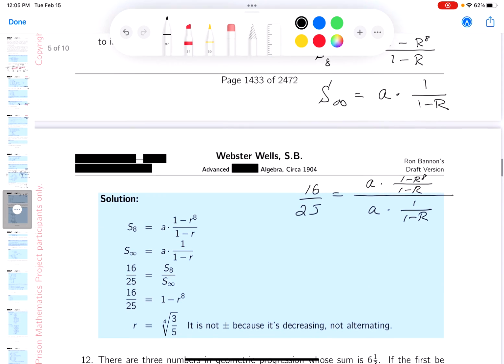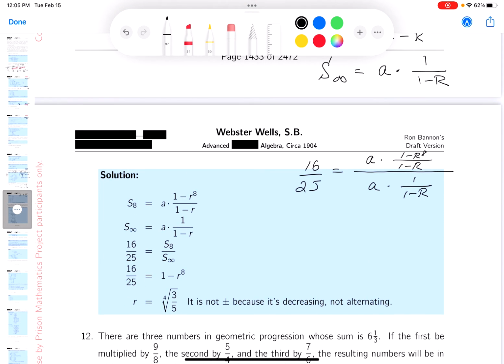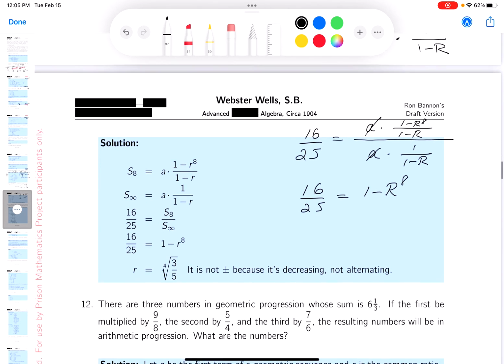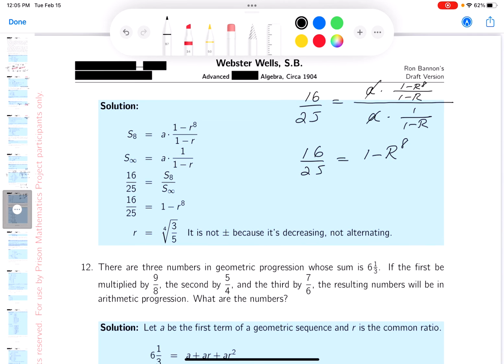All right? Now, that looks pretty complicated, but I do know one thing. The A's are going to cancel, for non-zero A. And then I'm going to multiply top and bottom by 1 minus R. And then I get something like this: 16 over 25 equals, and I have to be careful here, 1 minus R to the 8th power. That looks tough, but it's doable. So R to the 8th is going to be 1 minus 16 over 25.